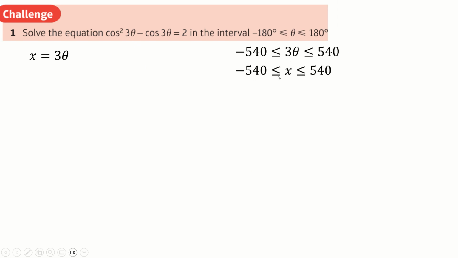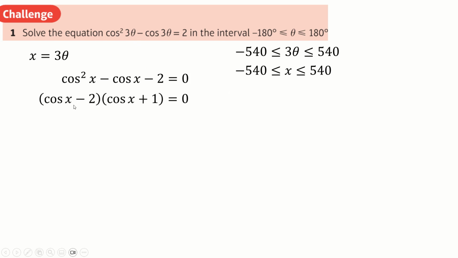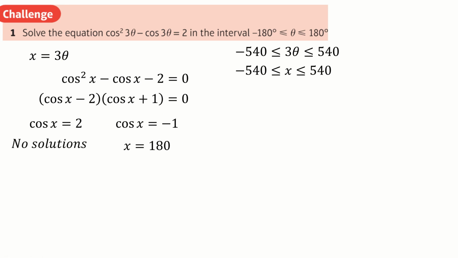And our new question is look for solutions to cos squared of x minus cos of x equals 2 between these two bounds. Of course, move the 2 over, and you notice this factorizes. So we're looking for cos of x equals 2, or cos of x equals minus 1. Of course, cos of x equals 2 has no solutions. Cos of x equals minus 1, we can inverse cos to get this principal solution of 180.